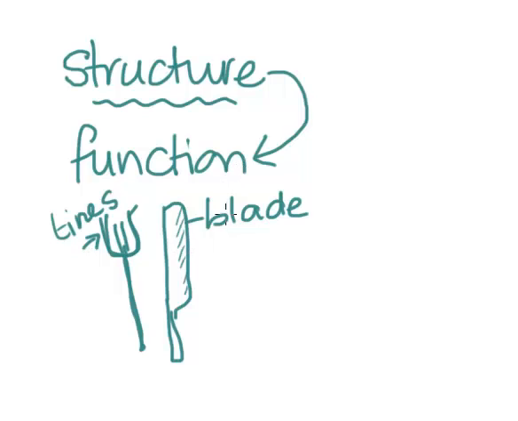And so we can see that the structure of these two implements is all to do with, or is shaped and structured in such a way that it can carry out its function. And so it is with plant tissues as well. The structure is directly related to the function of the tissue.